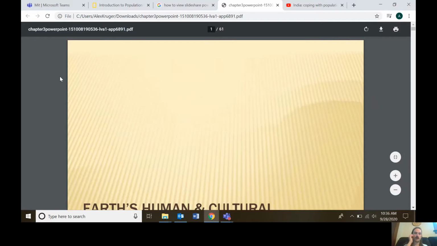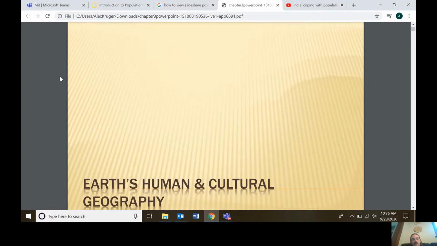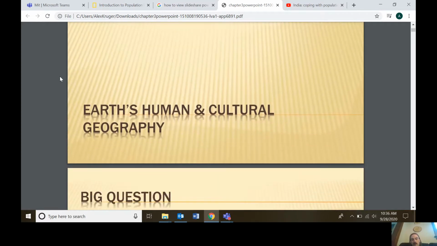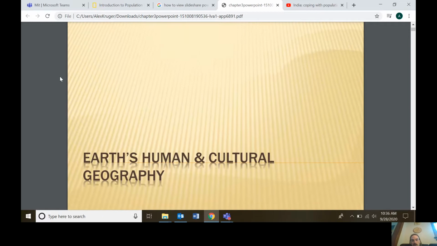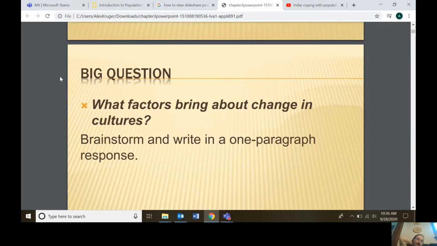Okay, so we covered map projections and kind of the introductory stuff with human geography. So now we're going to get into the actual nuts and bolts, so to speak, the content. We're going to start with human populations and how people interact with the space they're around, population density, what that means, the problems that come with it, how it came about, population growth, and all that kind of stuff. So the big question for this unit is what factors bring about change in cultures?